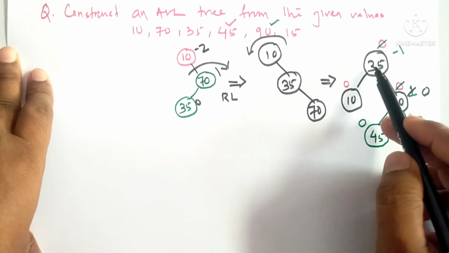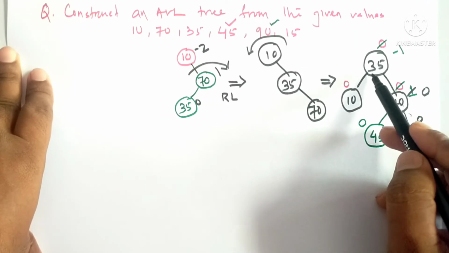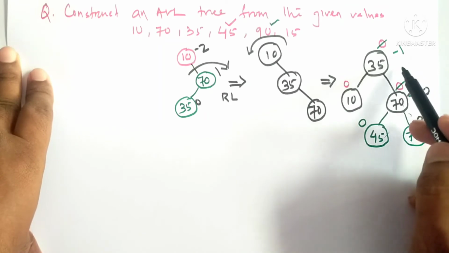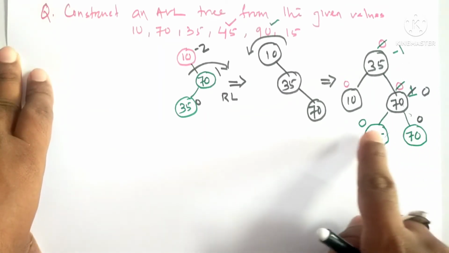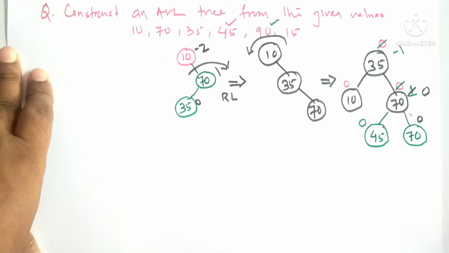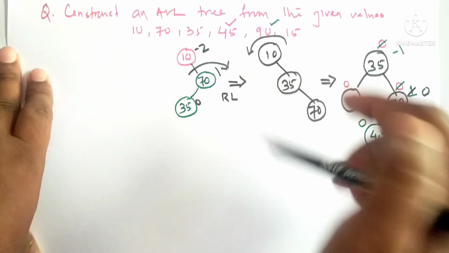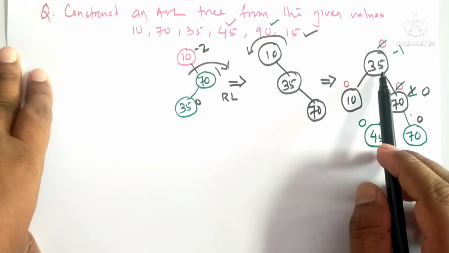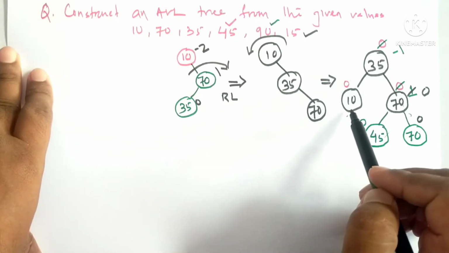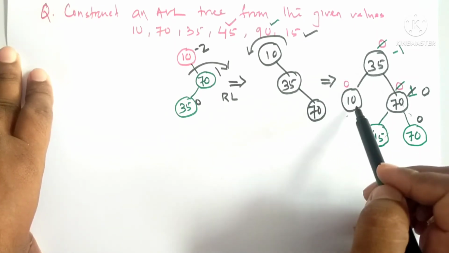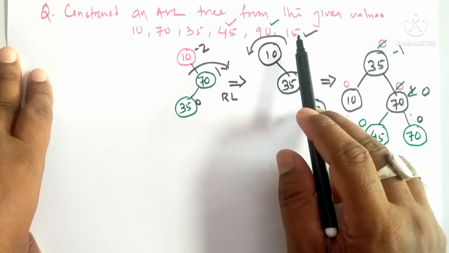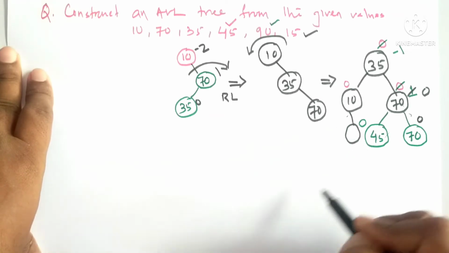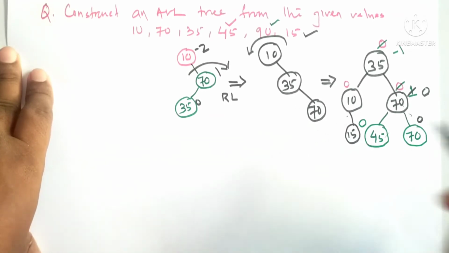Now what is the balance factor of the node which contains 35? Left subtree is 1, right subtree is 2, so 1 minus 2 is minus 1, still minus 1. If you check every node's balance factor, it lies within the range of an AVL tree. So we can go for the next element insertion, 15. If you insert 15, 15 is less than 35, so we go to the left side, where the value is 10. 15 is greater than 10, so we place it as the right child of 10. We place 15 there.